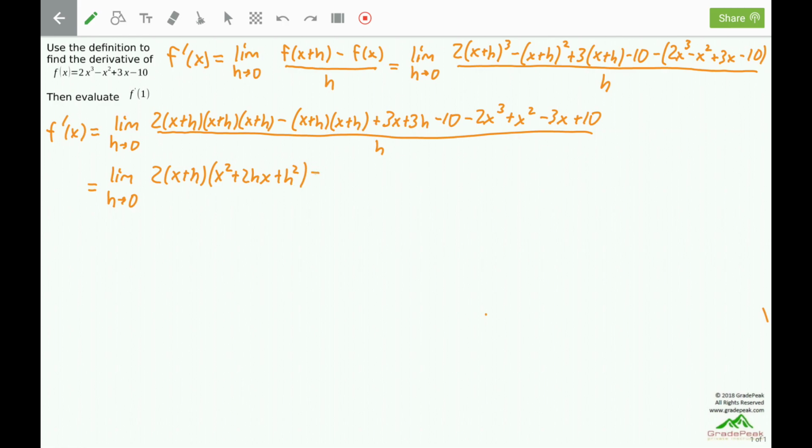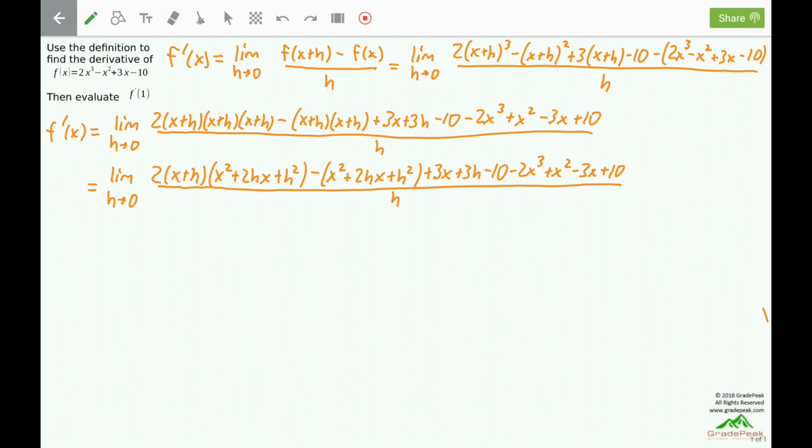I'm going to also FOIL out the x plus h times x plus h here. It actually will result in the same thing. We'll have an x squared, we'll have a 2hx, and we'll have an h squared. Just be sure to keep it in parentheses. That minus sign will distribute into each of those. We have a plus 3x, a plus 3h, a minus 10, a minus 2x cubed, a positive x squared, a negative 3x, and a positive 10. And this entire thing is divided by h.